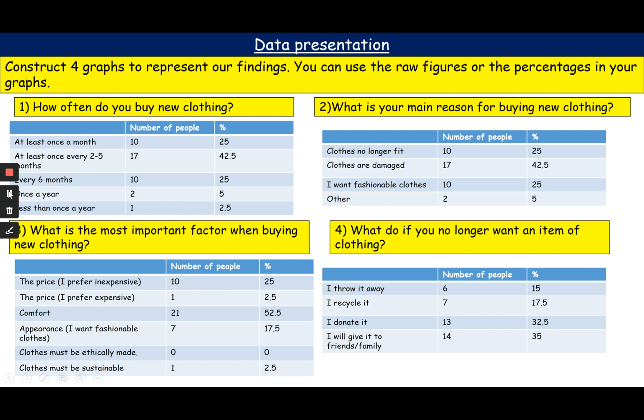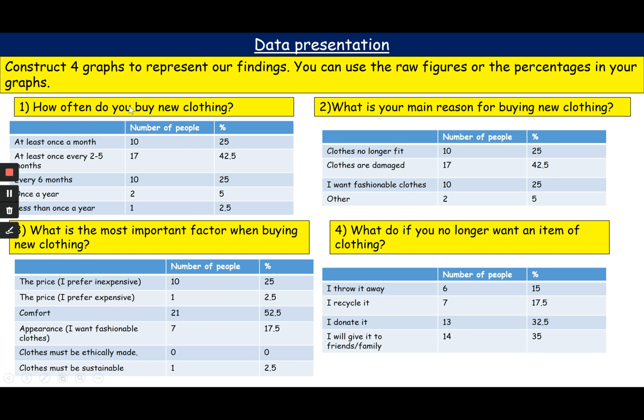Okay, data presentation. So here are the results that I gathered for you. You're going to construct 4 graphs to represent your findings. Now, it's up to you how you construct these graphs. I'll give you a couple of options. What is worth noting, here I've got the question that was asked, the yellow boxes, and the table below shows you the responses. I've given you 2 ways you can display your data. You can either display your data in terms of the number of people who answered, or what I think is easier to display, the percentage of people who gave whichever response.